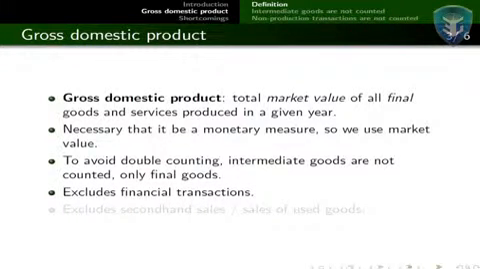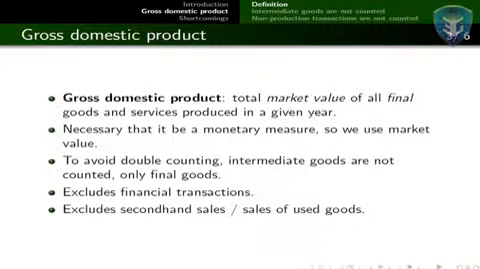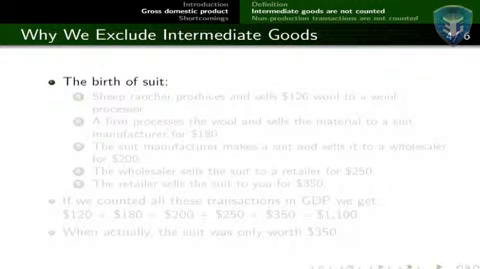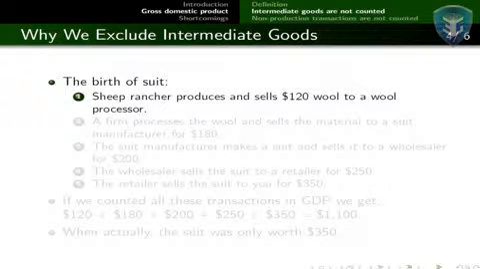GDP excludes financial transactions. And finally, GDP excludes secondhand sales or sales of used goods. So, let's use an example to illustrate why we do not count intermediate goods. Let's talk about the birth of a suit. A sheep rancher produces and sells $120 worth of wool to a wool processor.